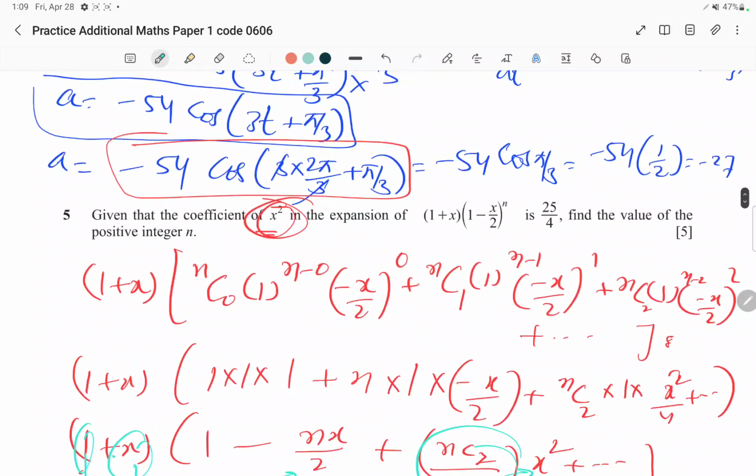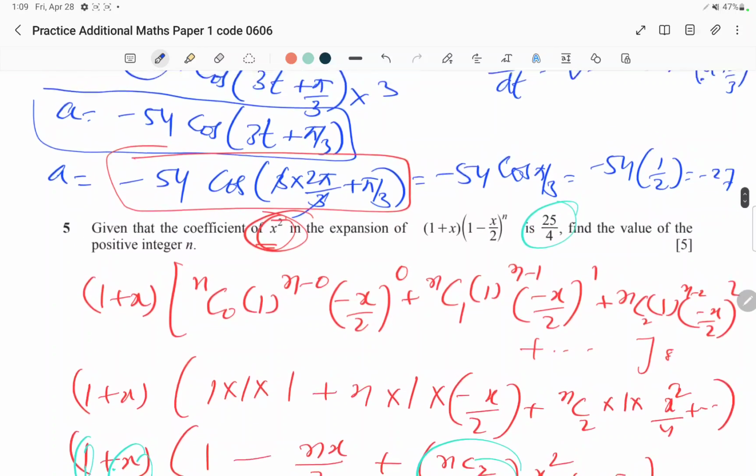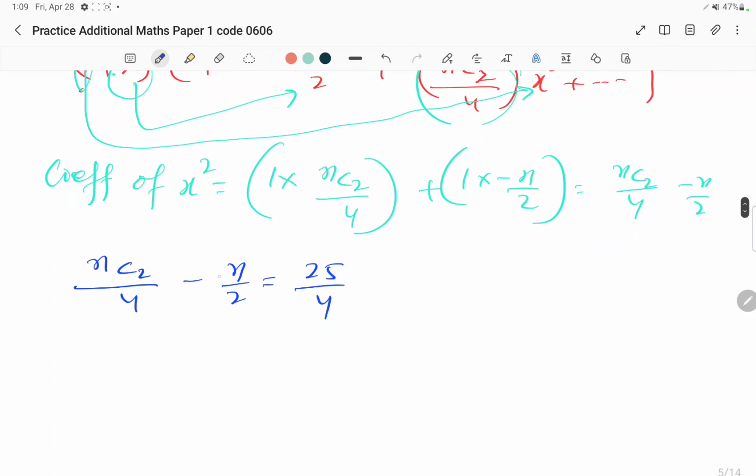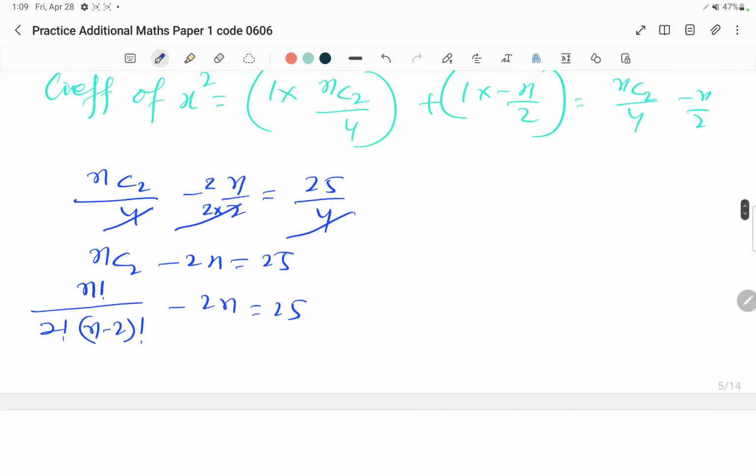And it is already given to us that the coefficient of x square is 25 over 4. So I want to write nC2 over 4 minus n over 2 is 25 over 4, right? Okay, now you can write 2 here and you can write 2 here. So this is 4, this is 4, this 4 got cancelled. Now what I got, nC2 minus 2n is 25. nC2 we can write as n factorial over 2 factorial times n minus 2 factorial, minus 2n equals 25.